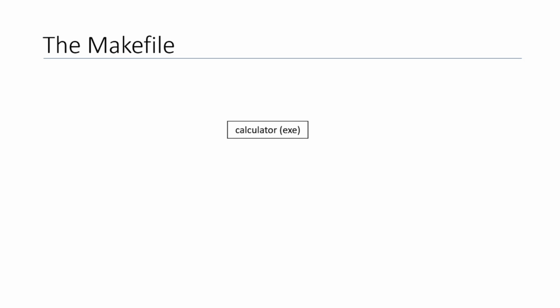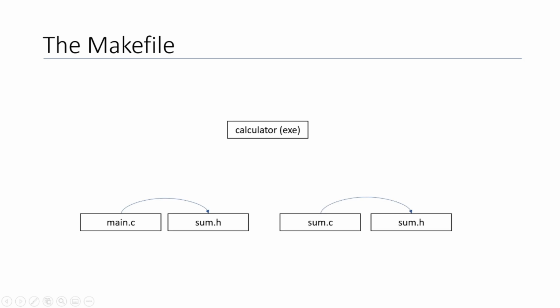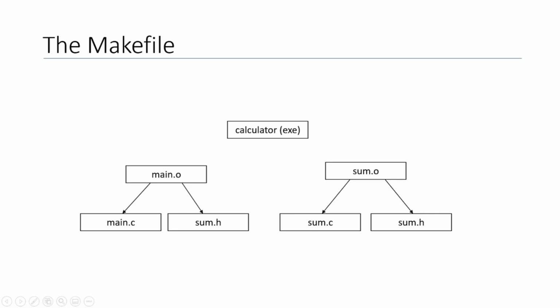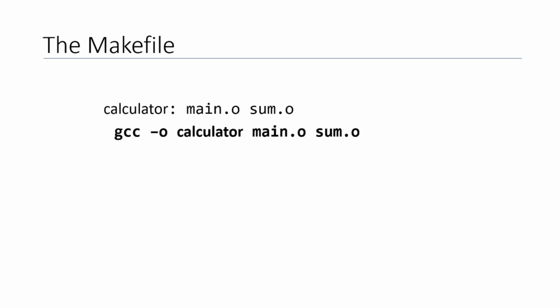So to illustrate, let's say that you want to compile a program called calculator, and this program is going to depend on these two files. So main.c depends on this header, while sum.c will depend on this other header as well. All these files, once compiled, will create these two objects, main.o and sum.o, which will then be used to create the calculator program. So how would you write this makefile?